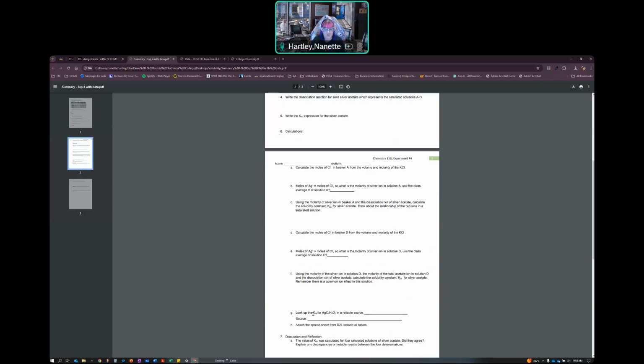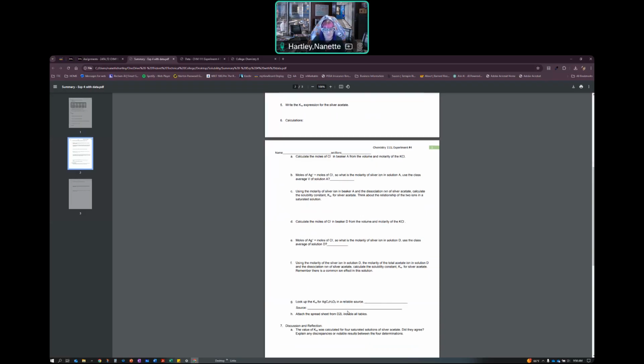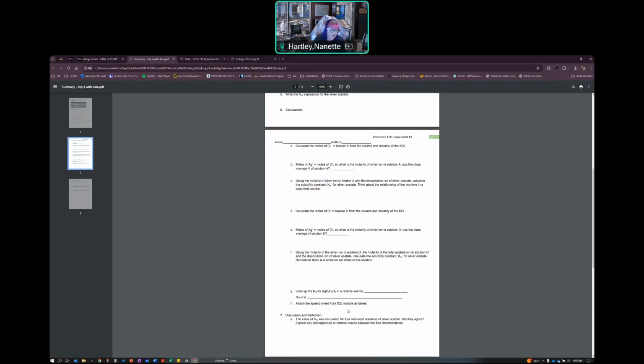Then you're supposed to look up the KSP for AgC2H3O2 from a reliable source. Just tell me what your source is. I don't care what your source is, just tell me what your source was. Wikipedia is fine as long as you source it. Other things you can look up source-wise: your textbook is an excellent source. Alex is a perfectly fine source. Things like that are fine.